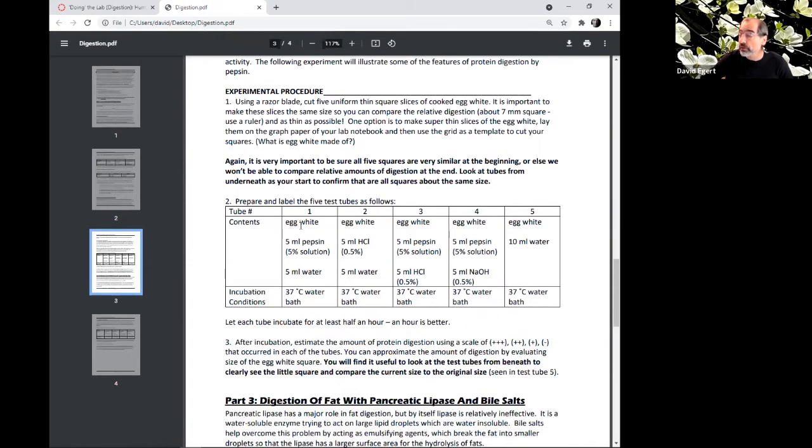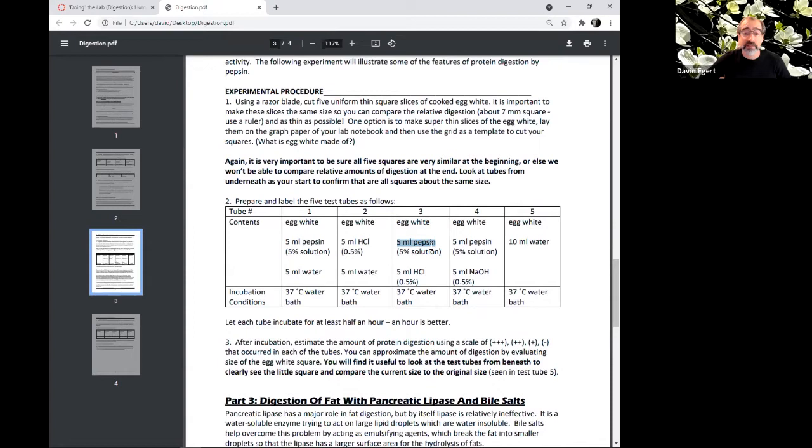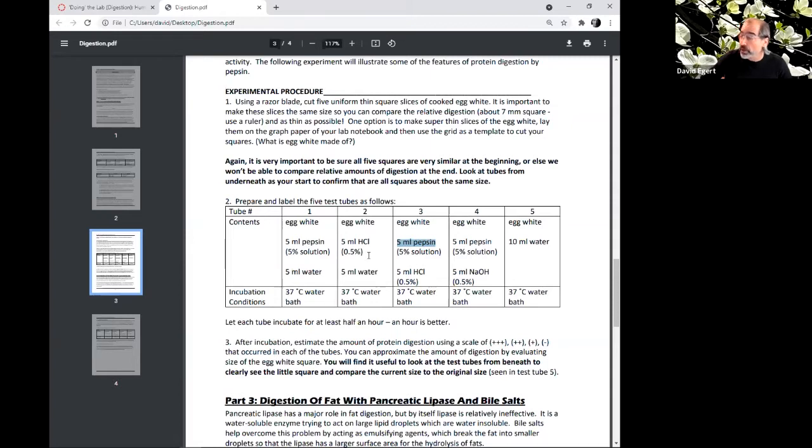The protein one, we have egg white and we have pepsin. Pepsin is this enzyme that breaks down proteins. What pH does pepsin like to be in? A pH of 2. Yeah, exactly. It wants to be in a really acidic environment. That's what it's optimized for. So in this case, we're going to have more neutral in tube 1. We'll have it in a more acidic environment in tube 3 and a basic alkaline environment in tube 4.